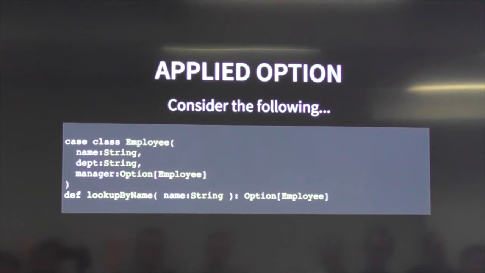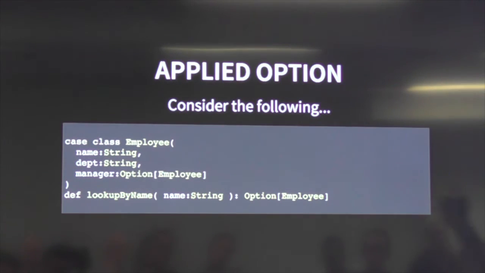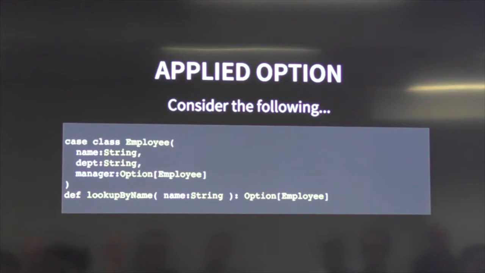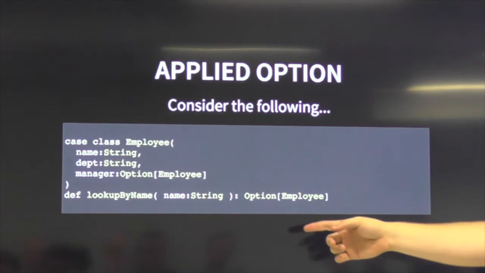So let's actually use option for something, as opposed to just getting the mean values of a list. So we have some case class of an employee. We have an employee record. In Scala, this is similar to a Haskell record, or some object which has just got a name, a department, and it might have a manager. So in our value, we've got an option which might contain another employee.